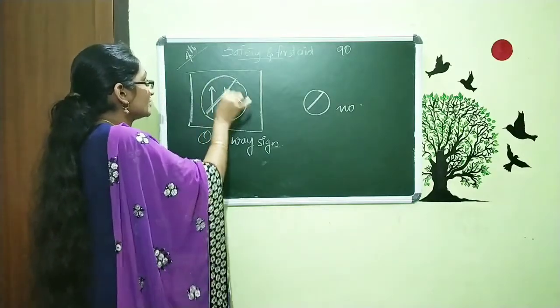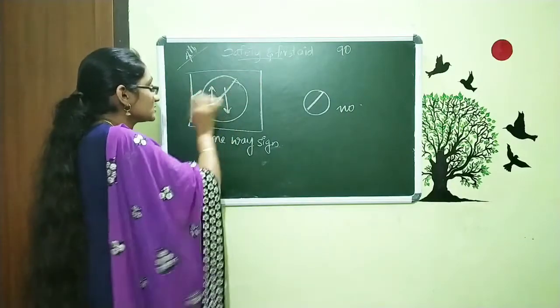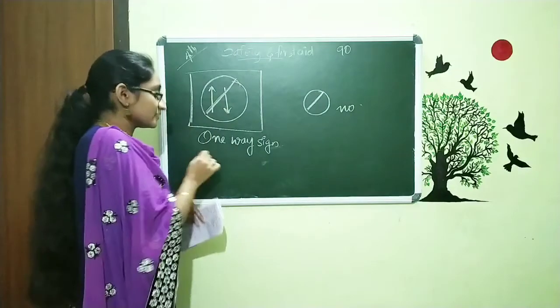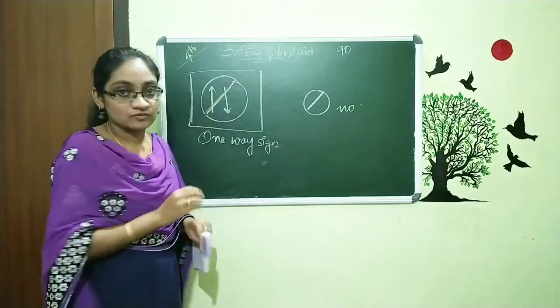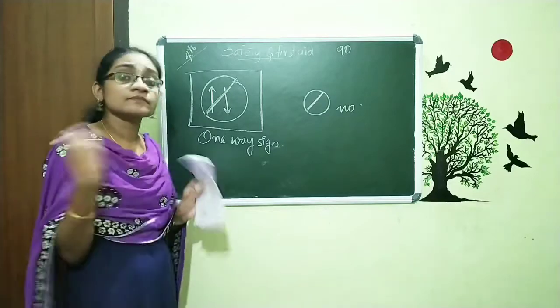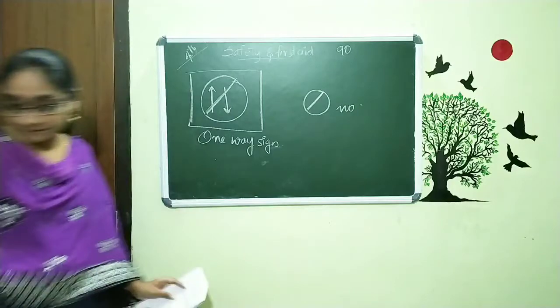This is the two-way. Two arrows are there. That is two-way. And when we are crossing this, that means it is not possible to go two-way. That's why this is the one-way sign. One-way sign means the vehicle can only move in one side. That is the meaning of this. That is the first sign.